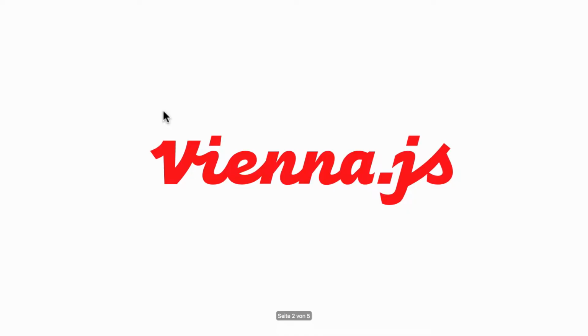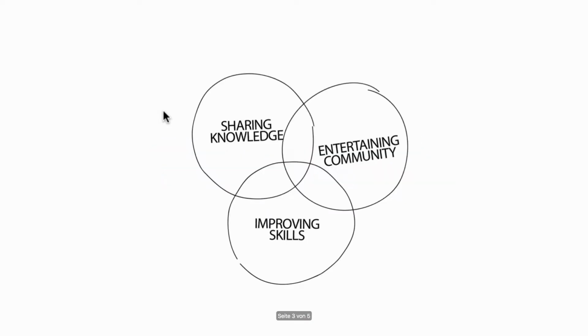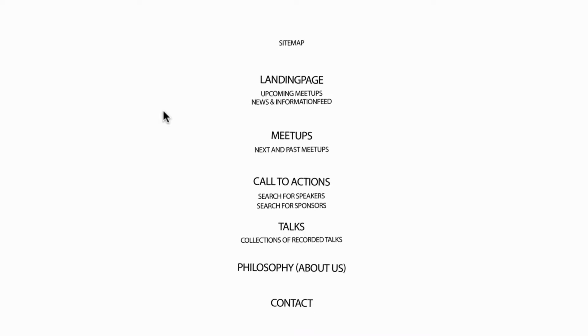called Vienna.js. They are organizing monthly developer meetups about JavaScript, and it's about sharing knowledge, it's about the community and improving your own skills. And so the website should look similar to this. We want to have a landing page, so a homepage, which will show the upcoming meetup, which is of course the most important thing for people to know, and some news and information, what's going on.